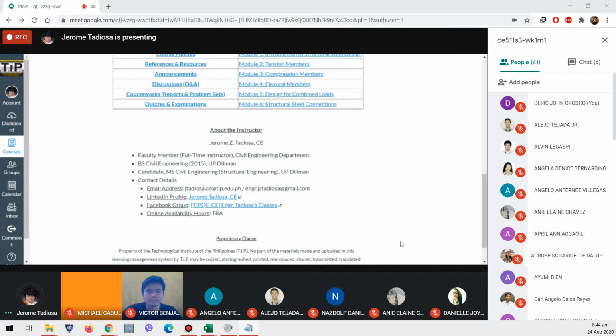By the way, for those who have me for the first time as their instructor, I am a BSc graduate from UP Diliman, batch 2015, and currently I am a candidate for the master's degree in structural engineering at the same school.